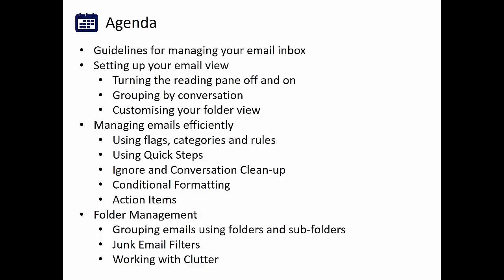We'll take a look at conditional formatting, and what I mean by that is things like making emails from certain people a different color in your inbox so that they stand out, how you apply that, and also something called action items, which again may or may not be something which you've used previously. We're then going to take a little look at folder management, so grouping emails using folders and subfolders, and also just taking a look at our junk email filter options. We're going to take a look at working with clutter as well. Now clutter is something that was new.